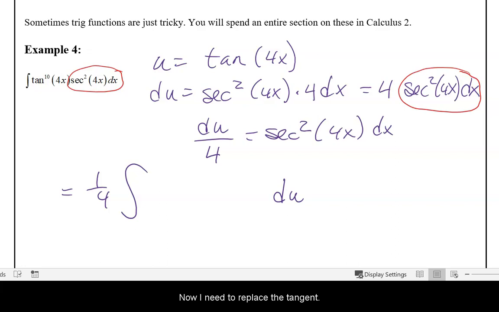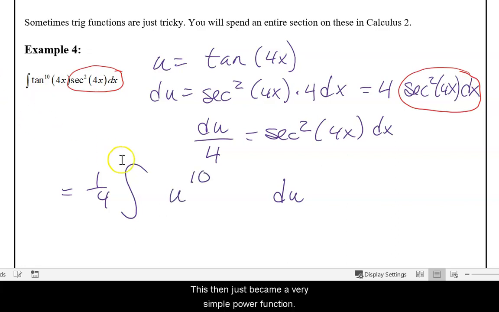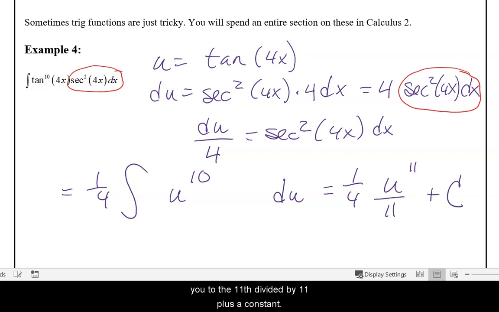Now I need to replace the tangent. In this case, u is tangent of 4x, and it's being raised to the 10th power. You may want to write this as u to the 10th. This then just became a very simple power function. The antiderivative will be u to the 11th divided by 11 plus a constant.